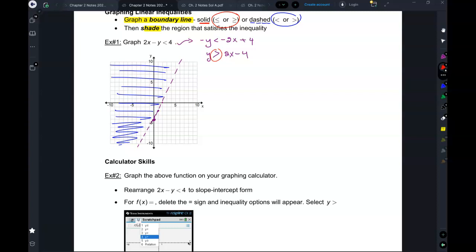How do you check which side to put it on? Because this is greater than, that means above. So if I'm standing here, this is above, this is below, right? So I've got to go above, above, above.